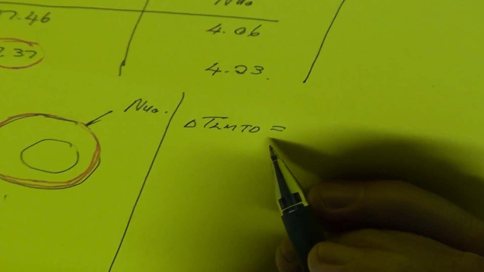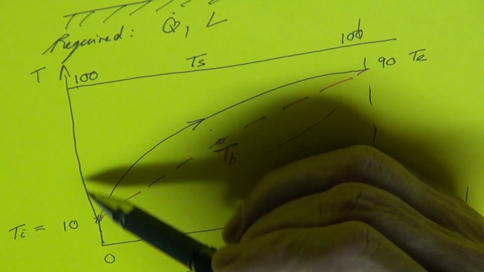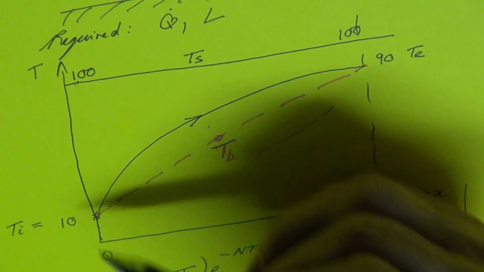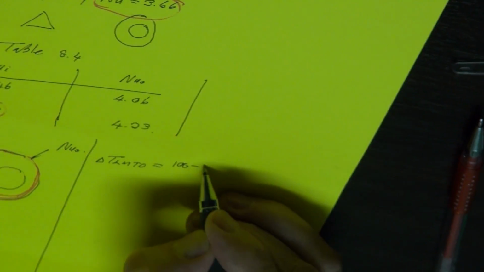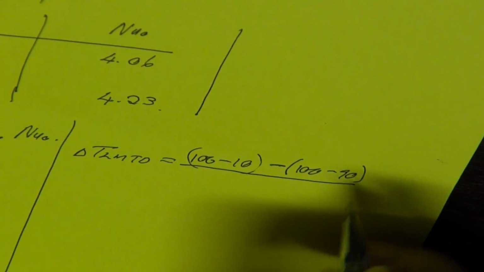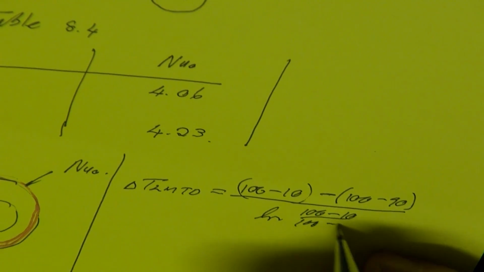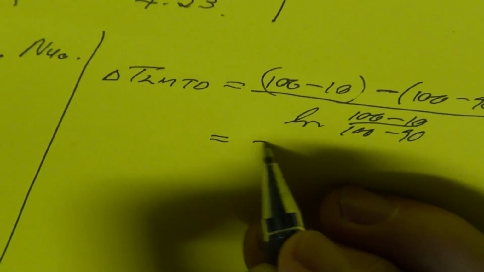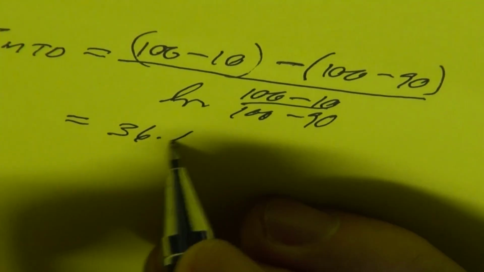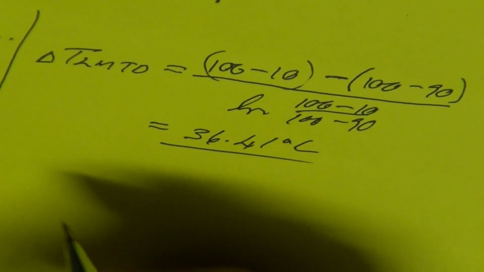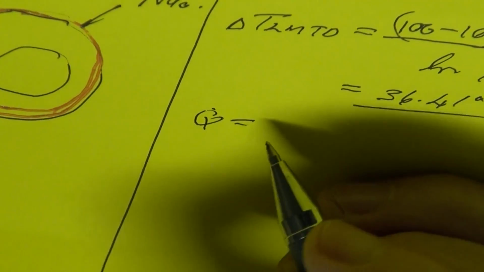Let's look at the sketch. The LMTD is always, let's go to the sketch, this temperature minus that temperature. So it is 100 minus 10. Let's write it down, 100 minus 10. Minus, look at the sketch, that temperature minus that temperature, 100 minus 90. Okay, 100 minus 90, and then divided by the ln of those two exact terms, 100 minus 10 and 100 minus 90. So we can calculate the log mean temperature difference as 36.41 degrees Celsius.